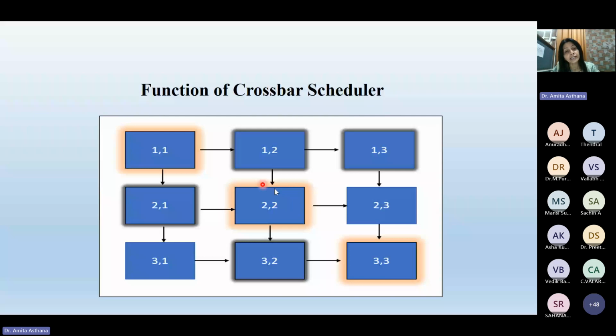But here the diagonal circuits are not connected, so they are not going to interfere with each other at all, and hence this particular one is responsible for connecting one to one user, this particular one is connecting two to two user, and this particular one is connecting 3 to 3 user. That means if this particular block is active, then data propagation would be from the second user to the third user at the output side. So this is a particular crossbar scheduler which is working on a definite algorithm.